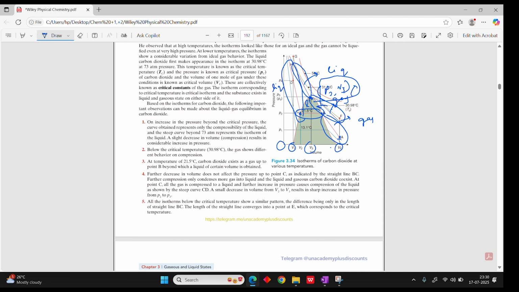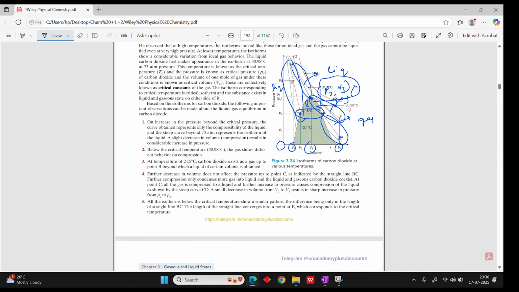So, coming back to the definition of critical volume, critical pressure, critical temperature. Critical temperature is the maximum temperature where you can liquefy your gas. Beyond this 30.98 degrees Celsius, even at 31 degrees centigrade, it doesn't get liquefied. It remains as gas. And what is critical pressure? It's the minimum pressure which is required to liquefy your gas, to convert your gas to liquid.